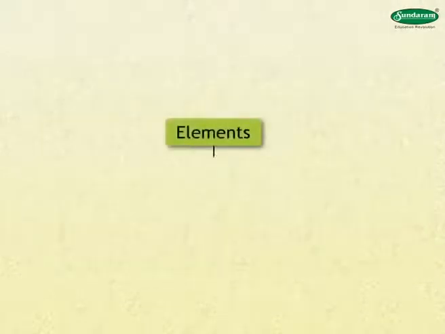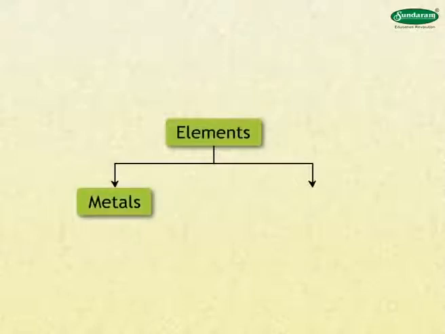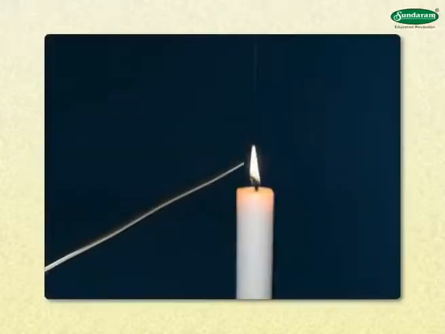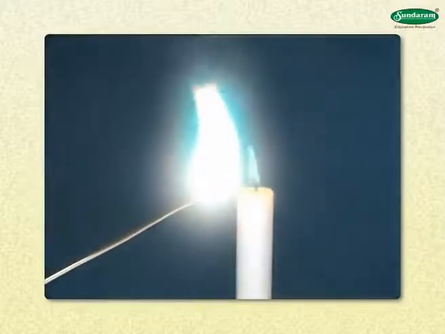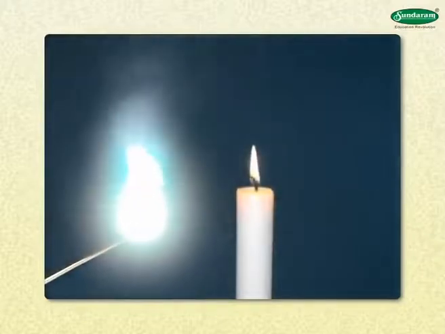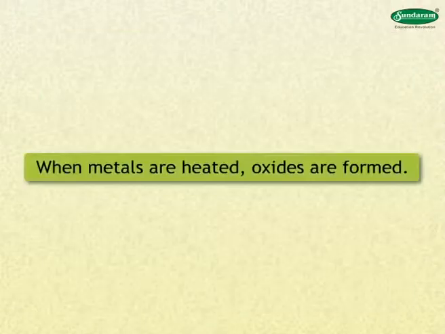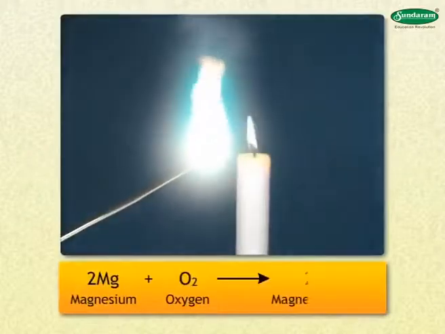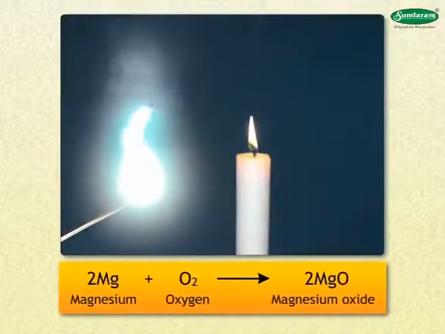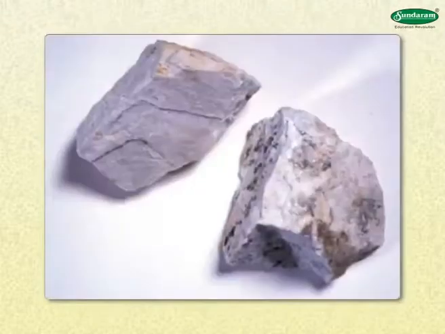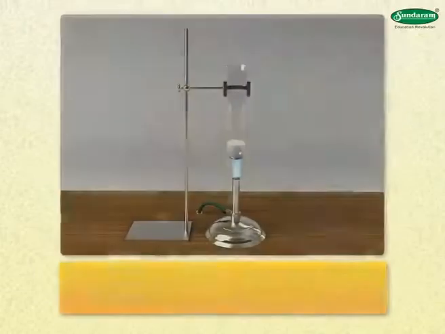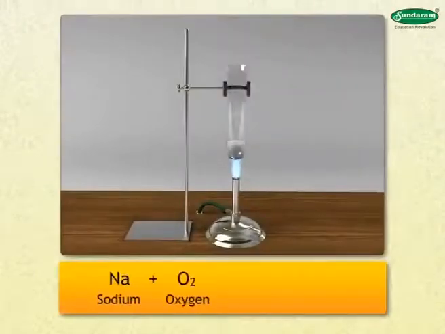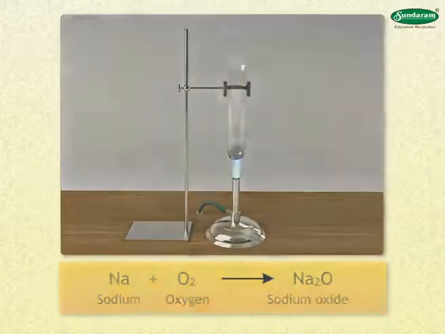Elements fall into two groups, metals and non-metals. Some elements, when burnt in air, combine with the oxygen in air and form oxides. When metals are heated, oxides are formed. When a magnesium ribbon is burnt, magnesium oxide is formed. Like magnesium, sodium is also a metal. When sodium is heated, it combines with oxygen in air and forms sodium oxide.